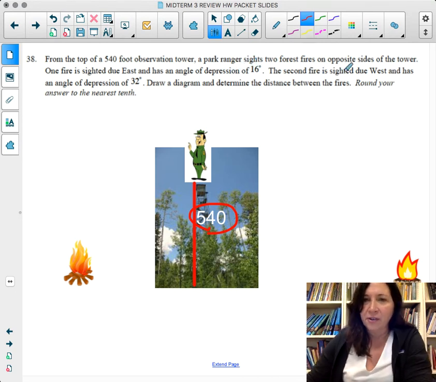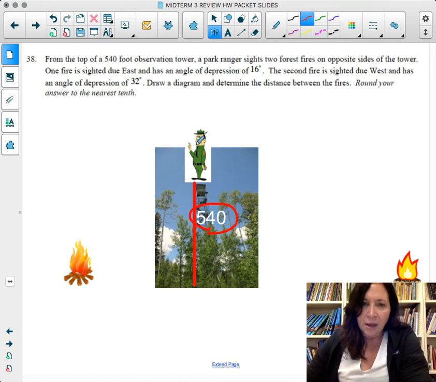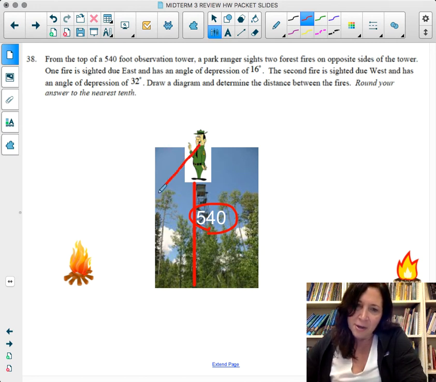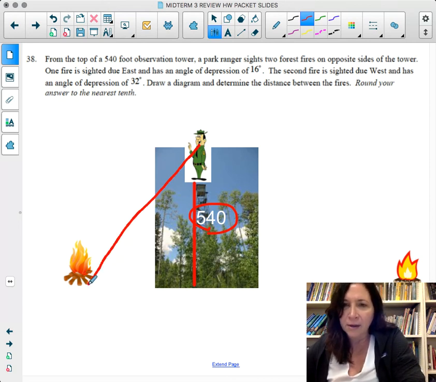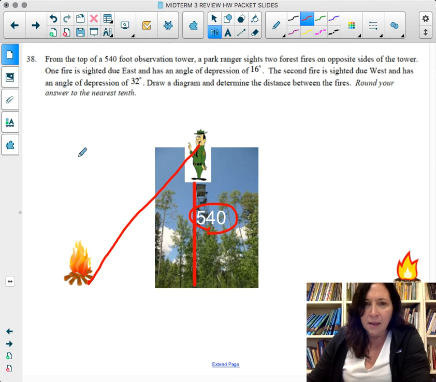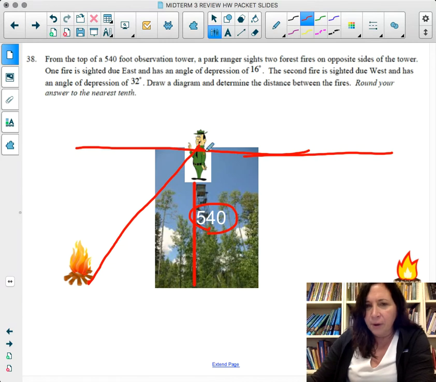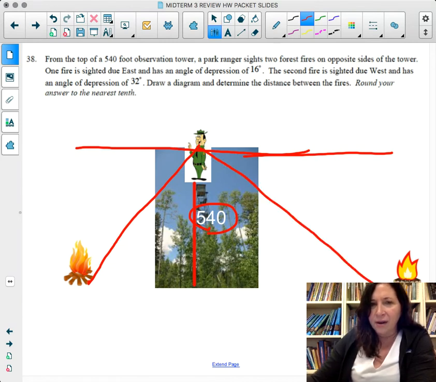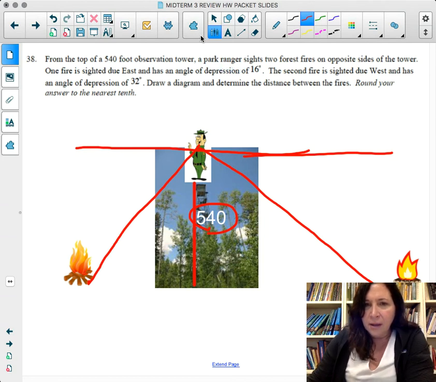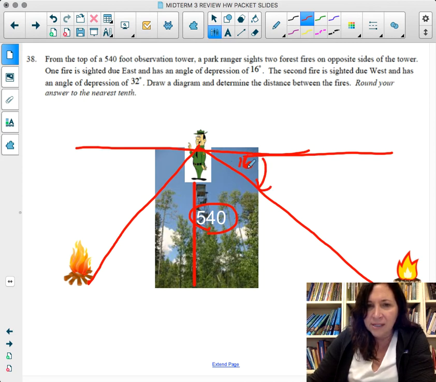sights 2 forest fires on opposite sides of the tower. So you've got park ranger Yogi here sighting that one. And this is all, remember, based on a horizontal, right? And then you've got the park ranger noticing that side there. When they're looking at the first one, the angle is 16 degrees going out that way, that's 16. And then the second fire is due west. The angle of depression is 32, so that's there. That's your angle of depression.